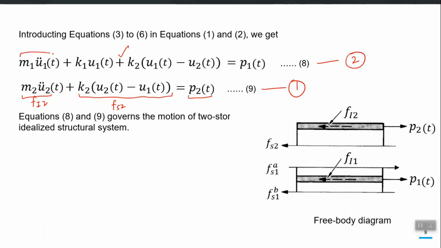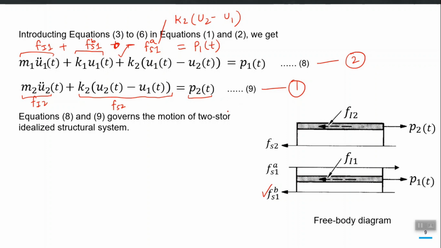So this is actually fi1 plus this thing is fs1b, this one, plus actually there should be minus fs1a equal to p1 of t. So what they did is fs1a was actually k2 into u2 minus u1. So they changed it into u1 minus u2, and this minus is changed to plus now, right. So is everyone clear with equations 8 and 9?